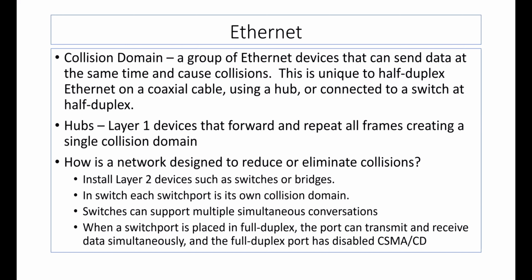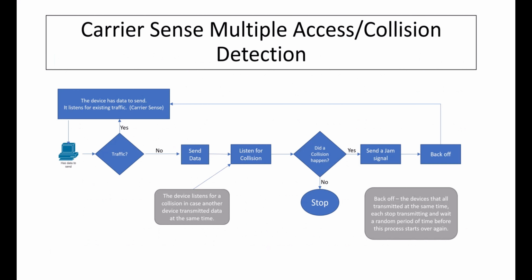In a switch, each switch port is its own collision domain. So if you have a 48-port switch, it's got 48 collision domains. If you have a 48-port hub, it's a single collision domain. Now, switches can support simultaneous conversations, so switches can operate in what's called full duplex. When we turn on full duplex, we turn off CSMA/CD. So this process here gets turned off in full duplex.